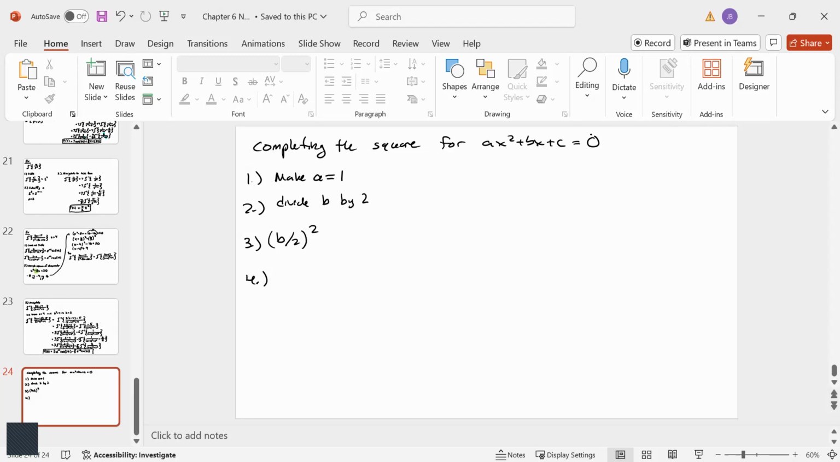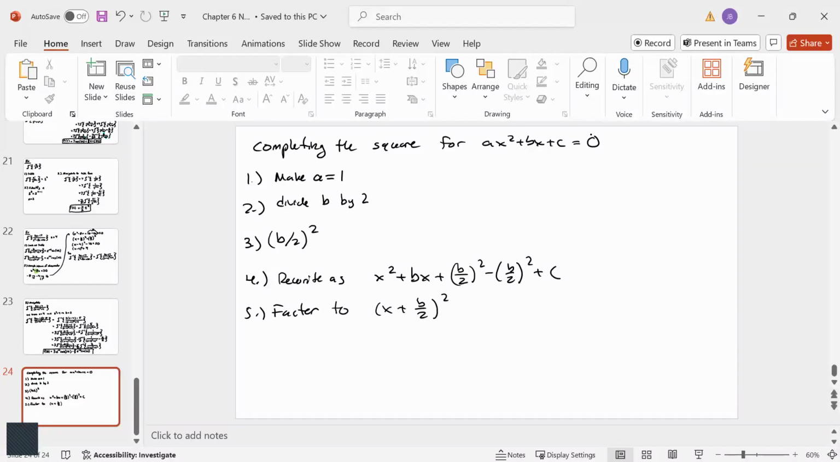And then rewrite as ax squared plus bx plus c, bx plus b over 2 squared minus b over 2 squared plus c, and then factor x plus b over 2 squared minus b over 2 squared plus c.